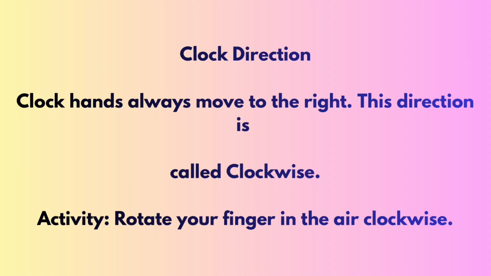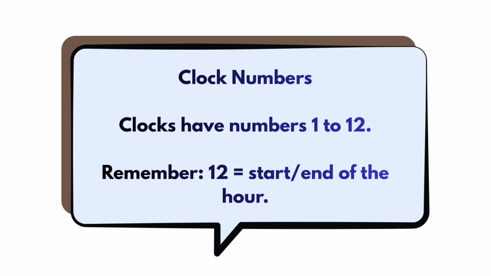How is the clock direction? The clock hands always move to the right. This direction is called clockwise. An activity you can do to understand: rotate your finger in the air clockwise. And a clock has numbers 1 to 12. You can remember 12 is the start or end of the hour.